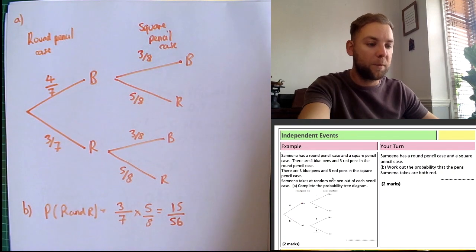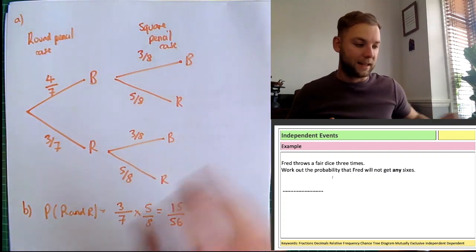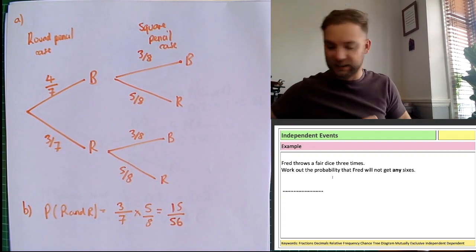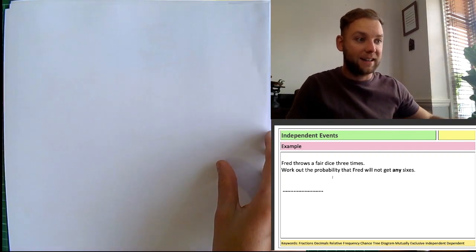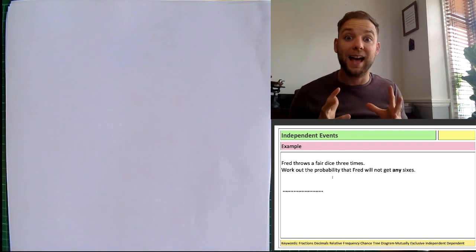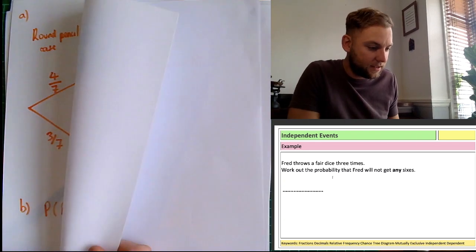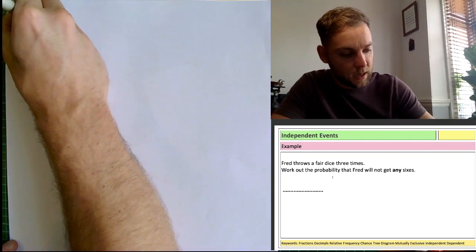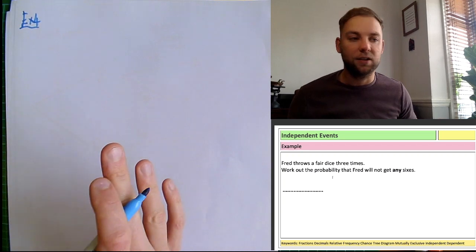So at the moment we've been looking at probability tree diagrams. So the next thing I wanted to look at is looking at independent events not using a tree diagram. So this is where they get a little bit trickier. So Fred throws a fair dice 3 times. Work out the probability that Fred will not get any 6s. Okay, so it's definitely worth getting this one in your notes. This one here is example 4, I believe. Example 4.